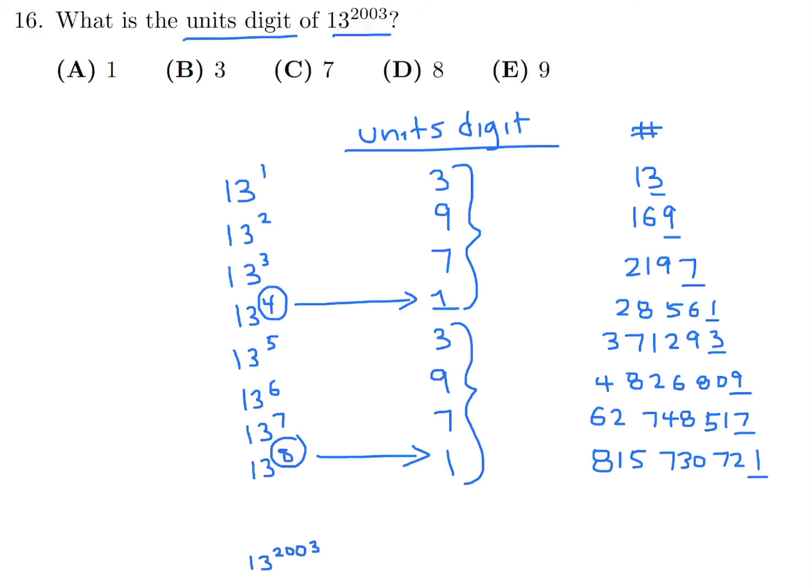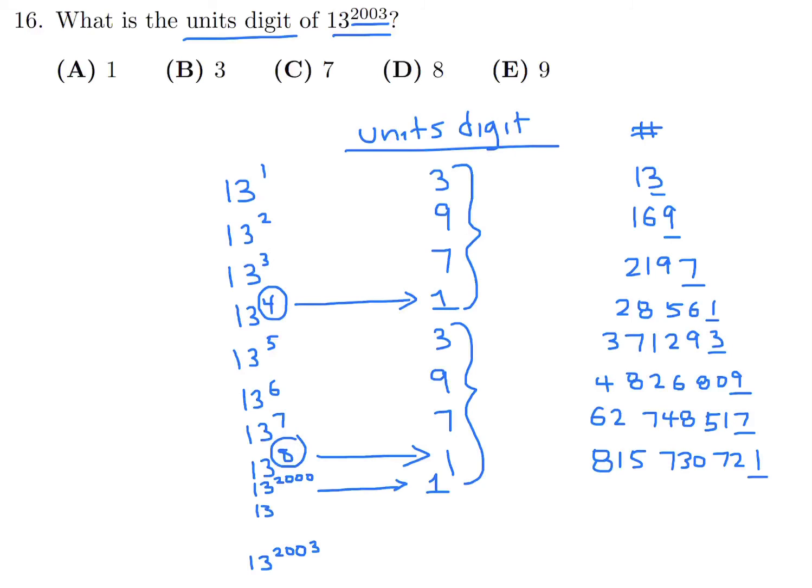So the first thing you would do is look at our exponent that we want. Is 2003 a multiple of 4? And it is not, unfortunately. But 2000 is. So that means the units digit of 13 to the power of 2000 will be a 1.